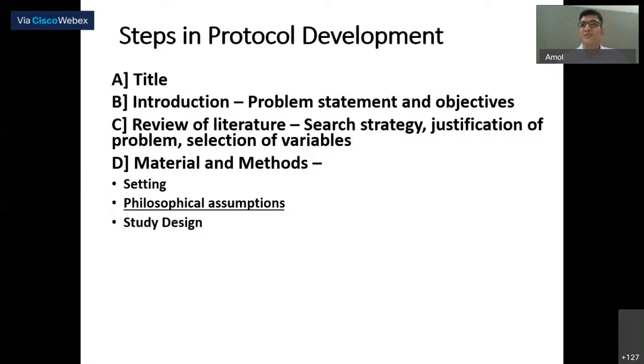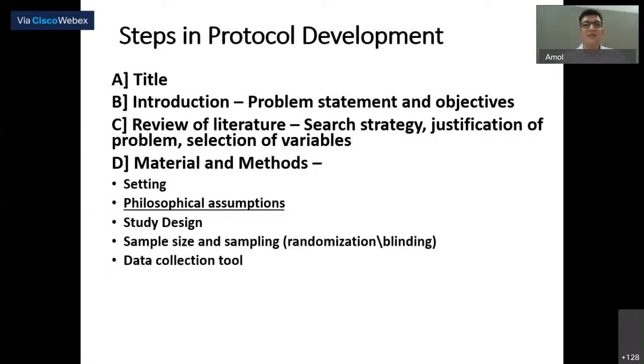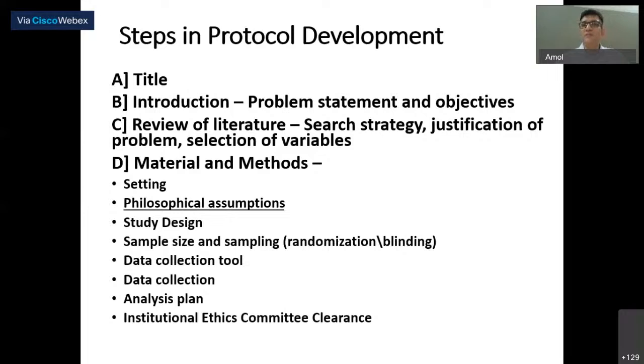And then we have to think about study design, sample size and sampling, then data collection. How are you going to collect the data? And then what is your analysis plan? And then your plan to get clearance from the ethics committee, and you have to start thinking about what documents you are going to attach with your protocol. If you are using any copyright protected questionnaire, then do you attach permission from the authors when you submit your protocol?